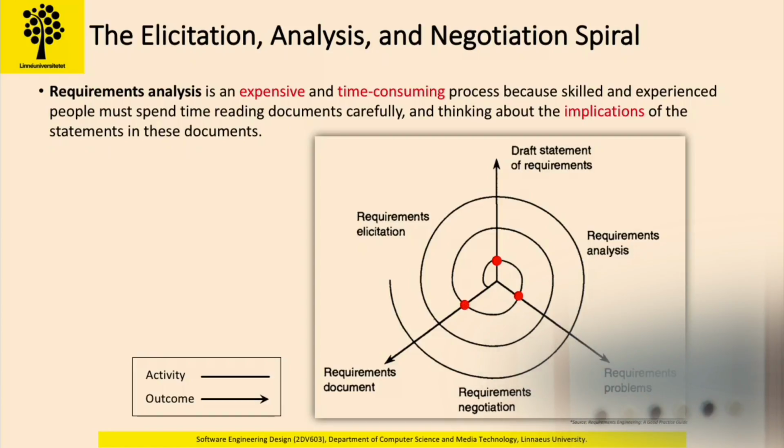These points are critical because this is the first point when you elicit the requirements and you have draft statements. So the requirements are really not well written. This is the first point where you have many problems with the requirements, and the more you go up, the fewer problems you will have.